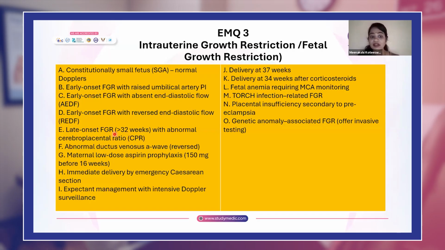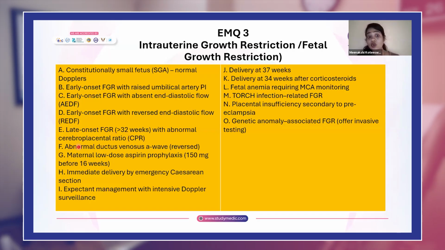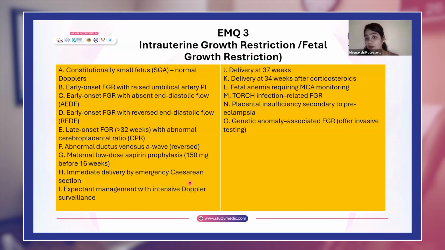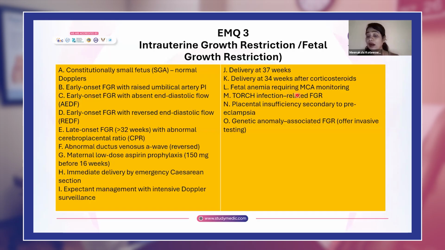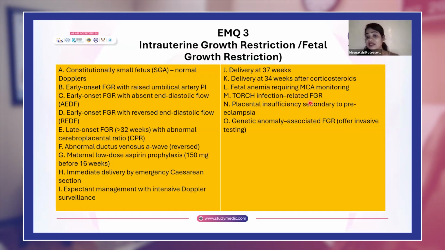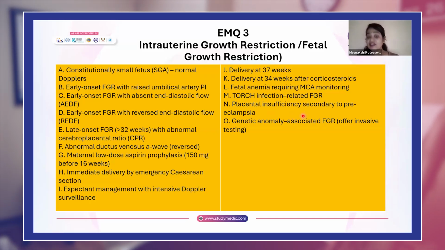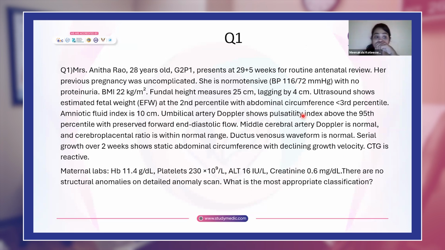onset. Abnormal ductus venosus A wave, maternal low dose aspirin prophylaxis, immediate delivery by emergency cesarean, expected management with intensive Doppler surveillance, delivery at 37 weeks, delivery at 34 weeks after corticosteroids, fetal anemia requiring MCA monitoring, and TORCH infection related FGR, placental insufficiency secondary to preeclampsia, genetic anomaly associated with FGR, so you can go for invasive testing.